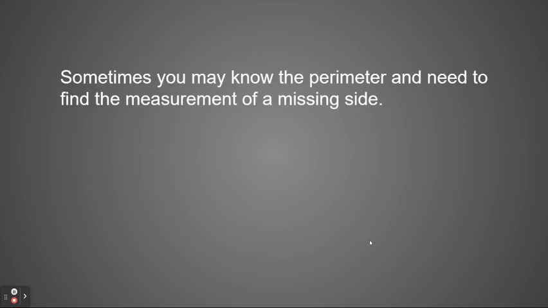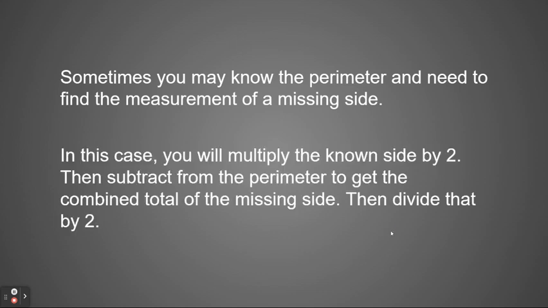Well, another problem that you might run across is sometimes you might know the perimeter and you need to know the measurement of a missing side. That's how they like to try to trick you sometimes. So in this case, you're going to need to multiply the known side by 2, then subtract that from the perimeter to get the combined total of the missing side, then divide that by 2. Whew, I know that seemed like a lot. Let's look at it slowly.